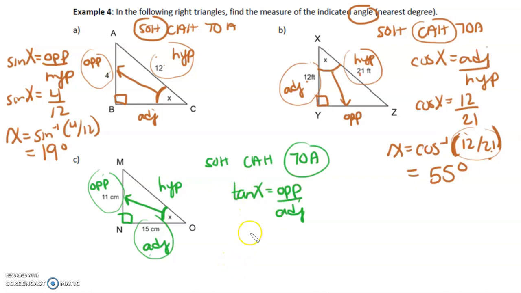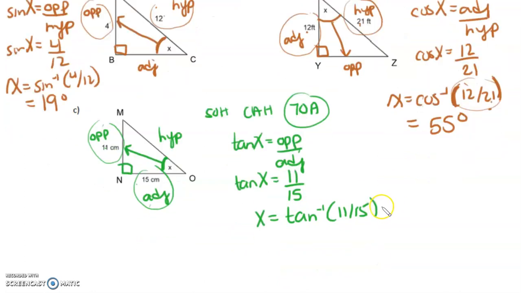Okay, so tan x equals the opposite is 11 and the adjacent is 15. So instead of putting tan in our calculator, we're going to tan inverse the 11 over 15. And remember to bracket the 11 over 15. And you're going to get 36 degrees.